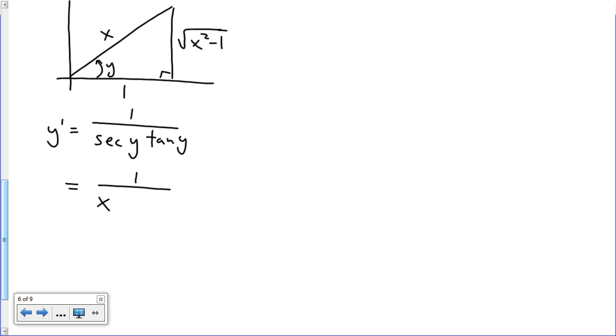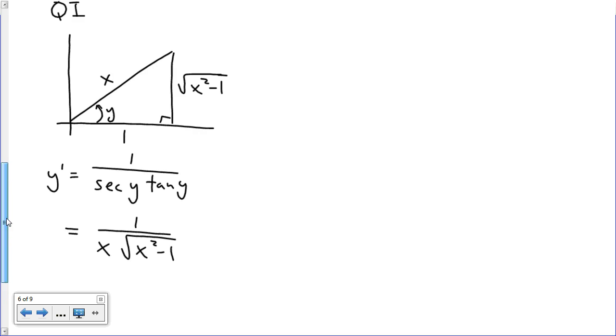Tangent of y would be the opposite over the adjacent side, which turns out to be just that square root of x squared minus 1. Divided by 1, of course, doesn't change it. So we'll just write x times the square root of x squared minus 1. So that's pretty nice. Let's see what happens in the other quadrant.